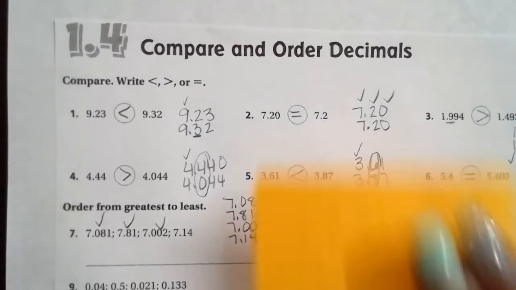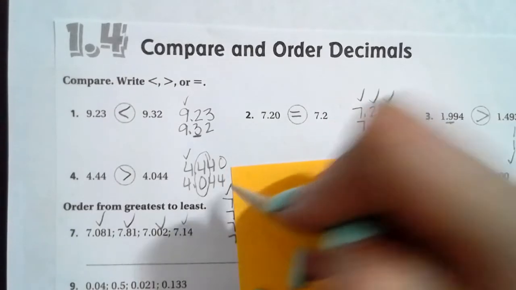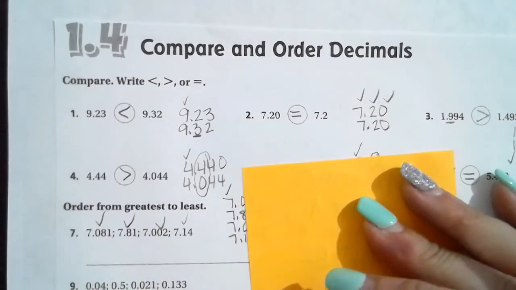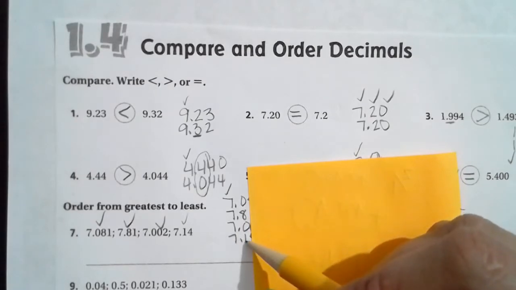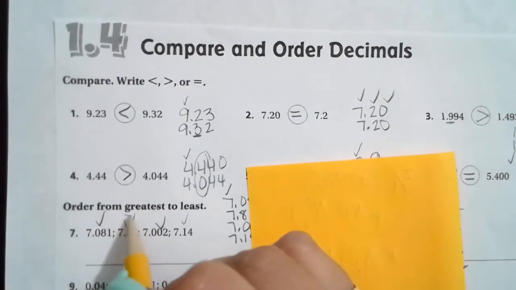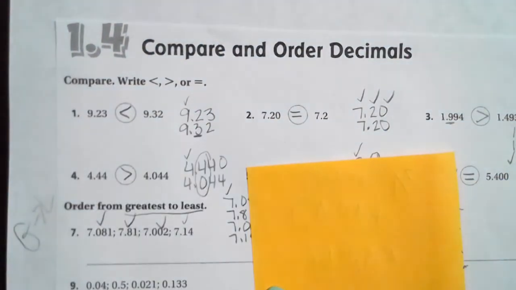So here I'm going to cover and compare. Ready? 7, 7, 7, 7. They're all equal. Decimals all lined up. Yes. I have now a 0, an 8, a 0, a 1. And it said order greatest to least, so I should have written on my paper G to L. We learned that last year.